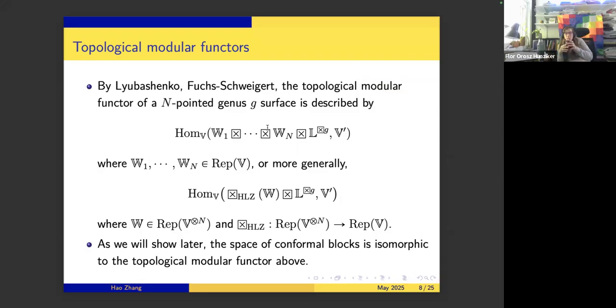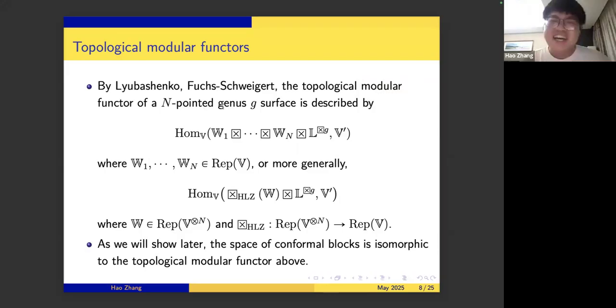I just mentioned that they describe the topological modular functor with some kind of Hom space involving the coend. In order to make their description more similar to our description, I will choose this kind of Hom space, also involving the coend. Certainly, they did not start with a vertex operator algebra, and they just describe their topological modular functor by this Hom space. But I describe their description in terms of a vertex operator algebra context. As I will show later, their Hom space is isomorphic to our space of conformal blocks in the VOA context. This is one of our main results.